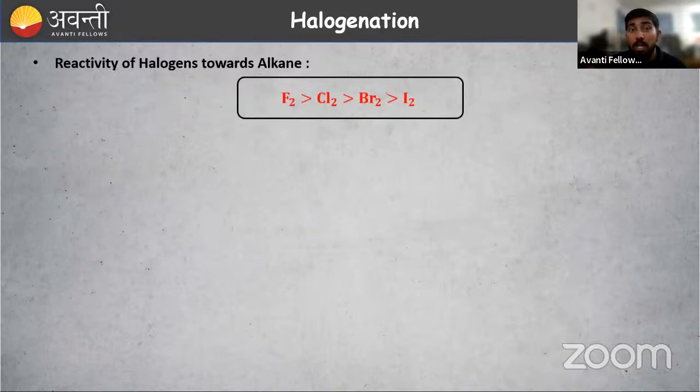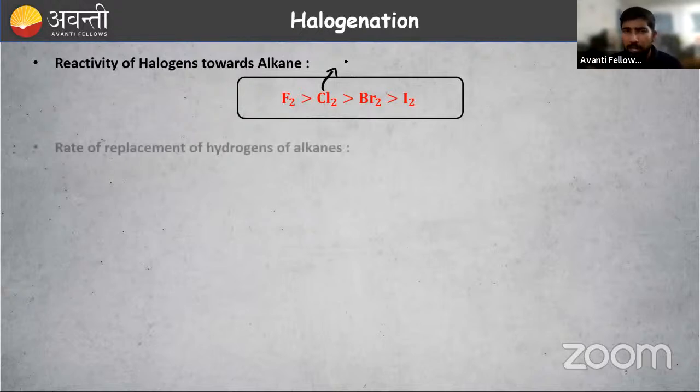What about fluorine? Fluorine is highly reactive in nature. It is not possible to control the reaction. So usually we will do the reaction between alkane and chlorine in the presence of sunlight. In the presence of sunlight, homolytic cleavage will take place. Bromine and iodine also, it is somewhat okay. Generally, we will take chlorine. So in the reactivity order, fluorine is highly reactive. Iodine is very, very low in reactivity.